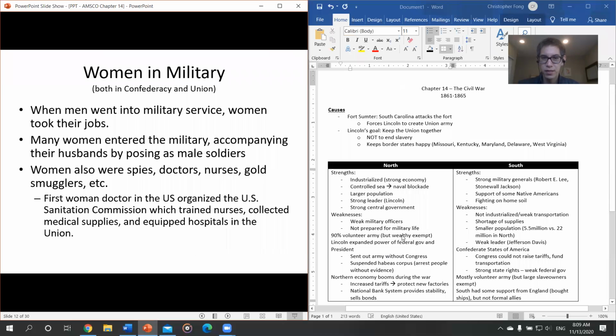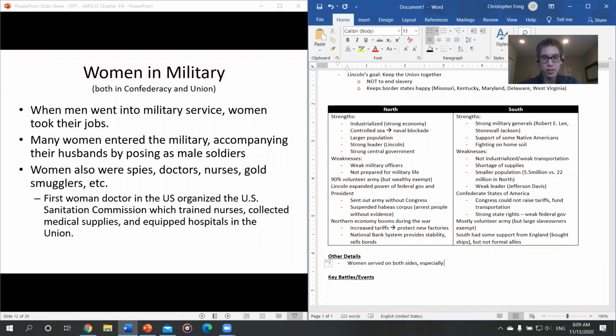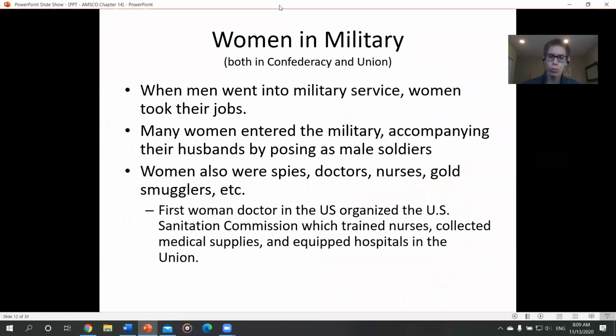I don't really know where to put this. It doesn't go as a cause or as an effect. So we'll just say, other details. So women served on both sides, especially as nurses. And that's going to kind of set a foundation for women doing similar things in later wars.